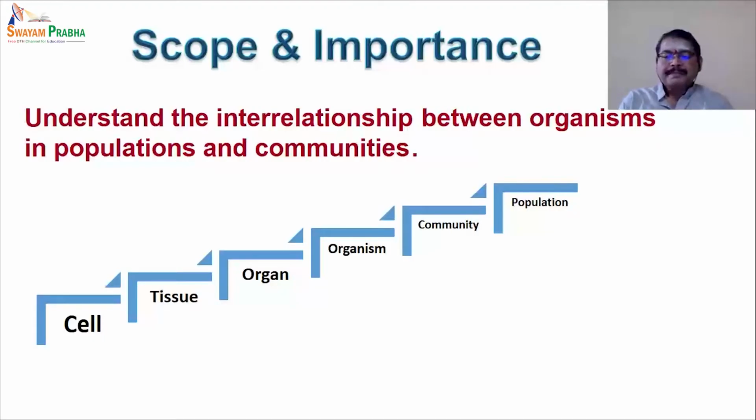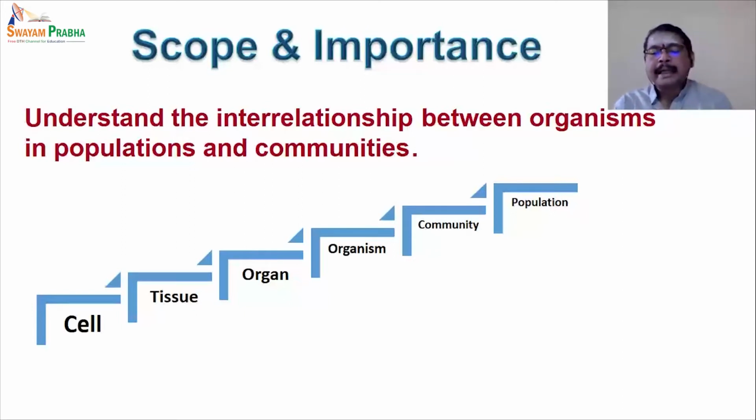The scope expands further to understand the interrelationship between organisms in population and communities. First, we should understand how the organization is arranged. We know that we are all made up of cells. What do you mean by a cell? Cell is the central dogma, rather the basic structural and functional unit of life. The best example for a single-celled organism is an amoeba or a bacteria.